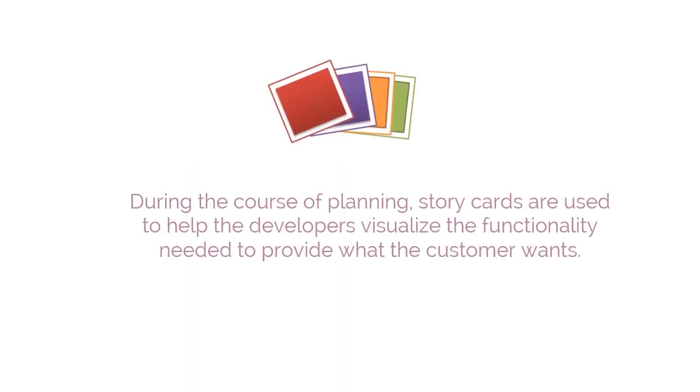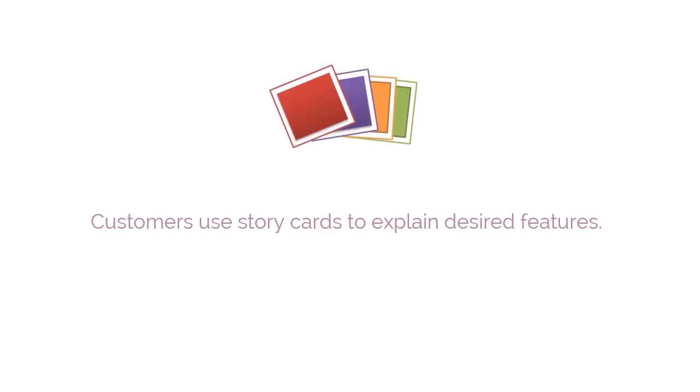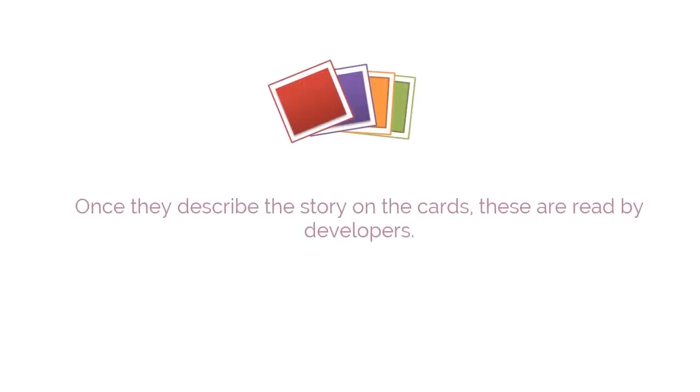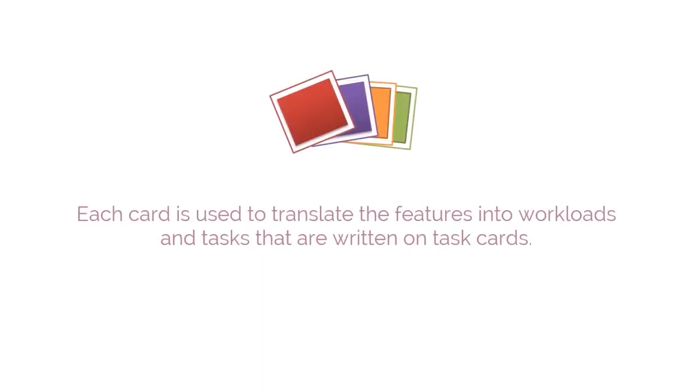During the course of planning, story cards are used to help the developers visualize the functionality needed to provide what the customer wants. Customers use story cards to explain desired features. Once they describe the story on the cards, these are read by developers. Then, each card is used to translate the features into workloads and tasks that are written on a task card.